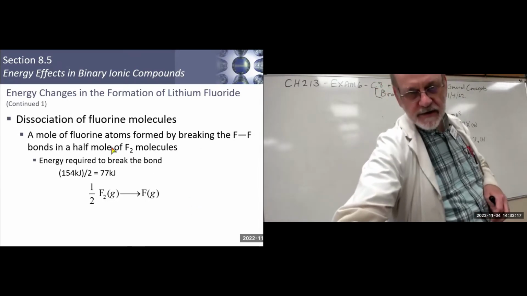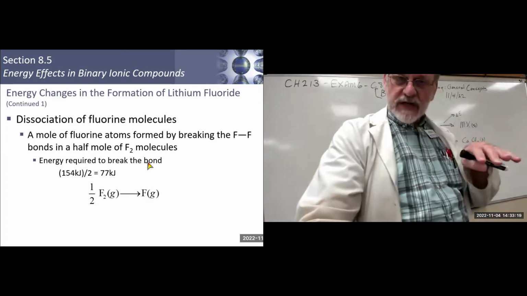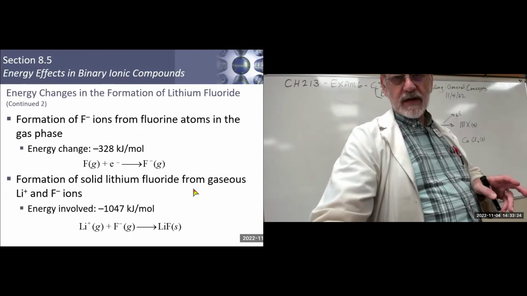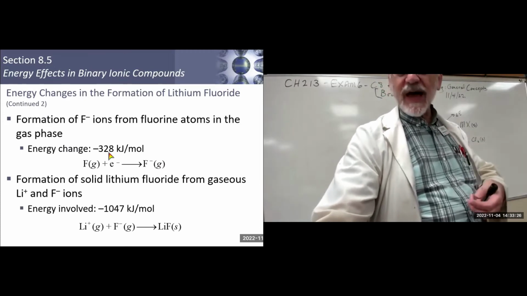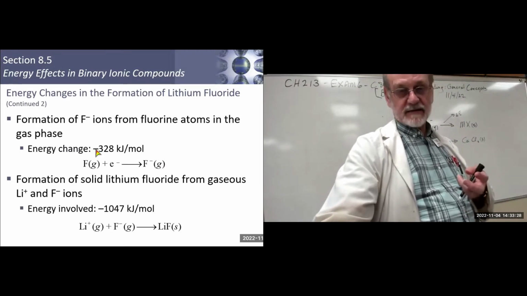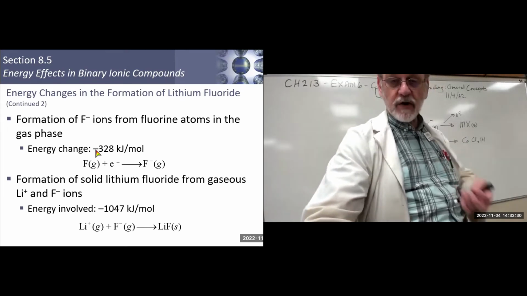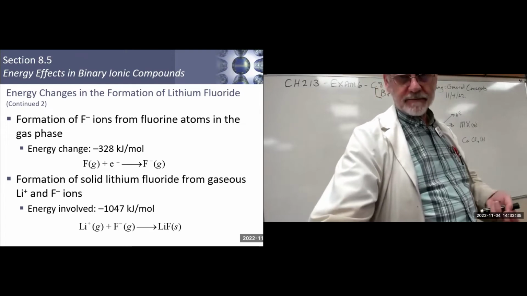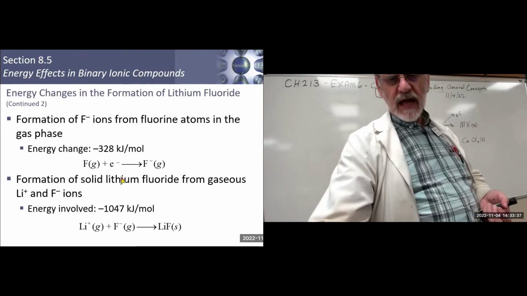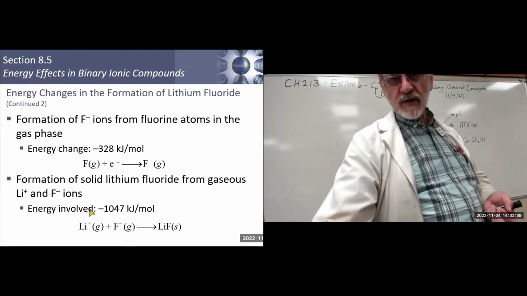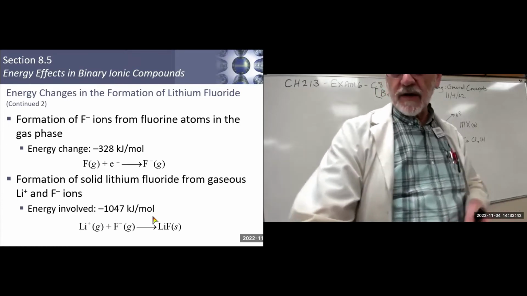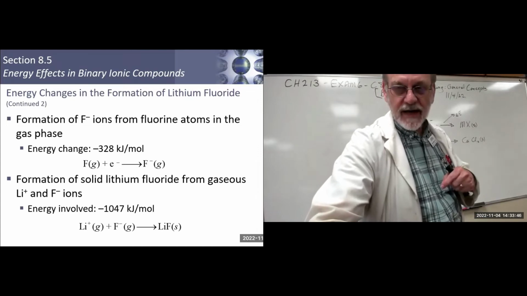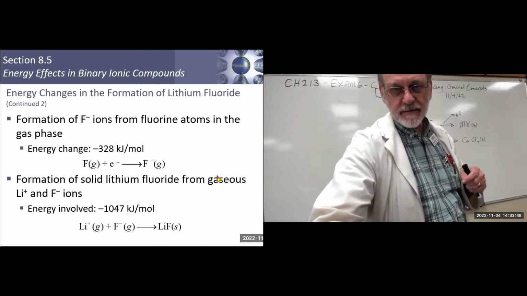And this one is dissociation of fluorine. Got to put energy in. It's a positive 77 kilojoules. And then we get some energy back. Now that is a negative sign for negative 328 because we're getting energy back. It's exothermic. And then here's the huge payback with lattice energy when the lithium ion and the fluorine ions come together for the solid.